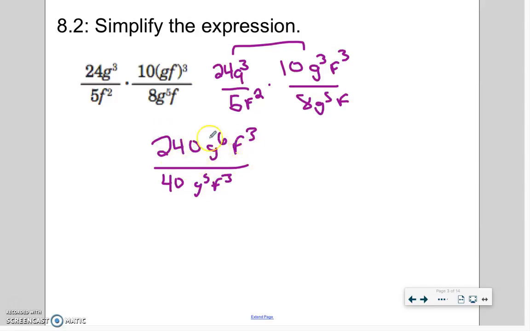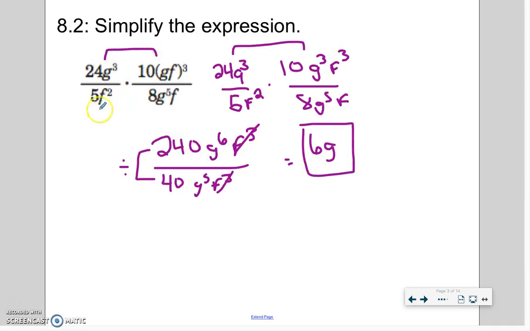And now from here, this is our simplifying step. So you're going to take these two numbers here, and we're just going to divide. 240 divided by 40, which is equivalent to 6. So you have 6 on top. You have 6 g's on top and 5 g's on the bottom, so therefore we have 1 g left over. And then the f to the 3 are going to end up canceling. So my final answer then is simplified to be 6g. So again, because it's multiplying, we just take numerator times numerator. We had to do a little bit of a simplifying step by distributing that exponent. Not very often we have to do that.